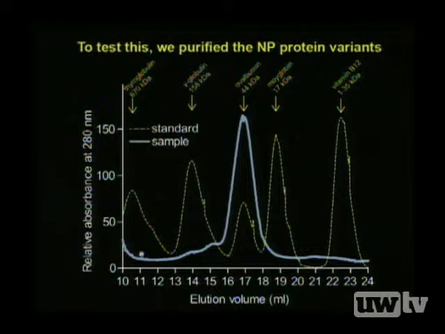And what you can see is our ladder is in yellow, and our actual protein's chromatogram here is in light blue. And you can see we get a nice peak. So we're able to get high levels of very pure nucleoprotein. We also needed a method to see if the protein was folded.